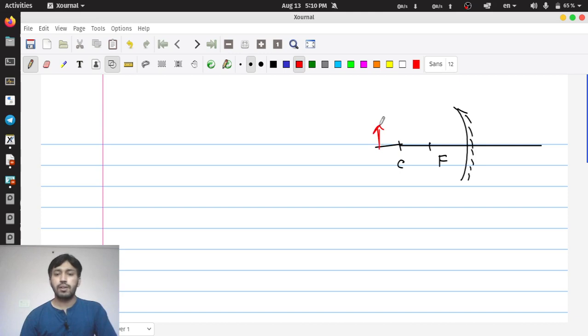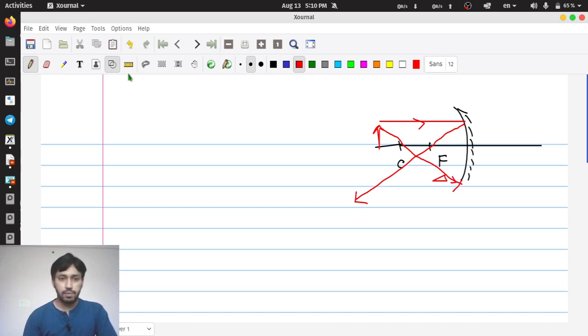So this will be a light ray. Suppose this is the parallel light ray, parallel to the principal axis. So it will go through the focus like this. It will go through the focus. Another light ray which is going suppose like this towards the center of curvature, and it will follow the path backward. It will follow the path backward.